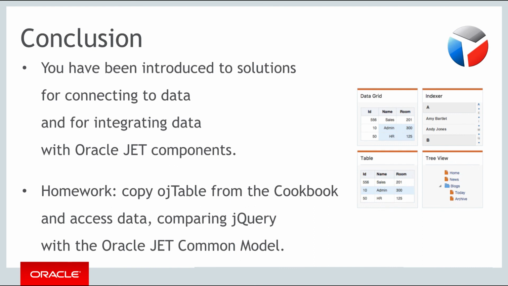In this part of the second of the 3 weekly lessons about Oracle Jet, you have explored the mechanisms made available by Jet for working with data and for connecting data to Jet components. For your homework for this part, implement the OJ table from the cookbook into your own Jet application and try using both the jQuery getJSON call and the Jet common model approaches. Try both of them and see which one works better for your specific business requirements.